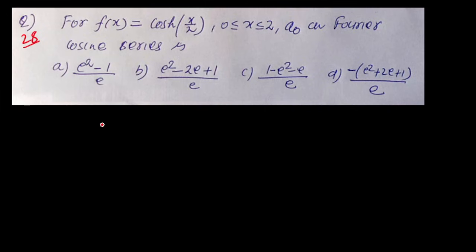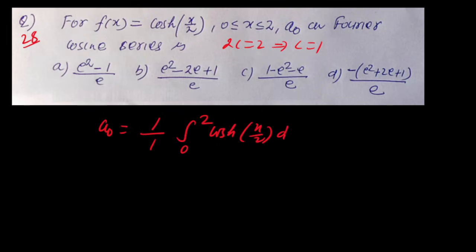We have to calculate a naught. So a naught is 1 by c. So what is c here? The length of the interval 2c is 2, so c is equal to basically 1. So 1 by 1 interval, limit is 0 to 2, and then f of x is cos hyperbolic x by 2 dx. See, basically if you remember the hyperbolic function, it can be directly written the integration of cos hyperbolic is sine hyperbolic, but some of the students may not be aware about those hyperbolic integration or differentiation terms. So I'm going to give it slightly longer but more kind of known kind of explanation.